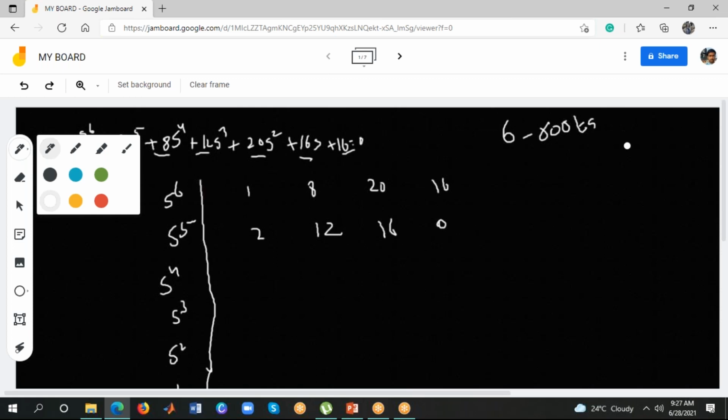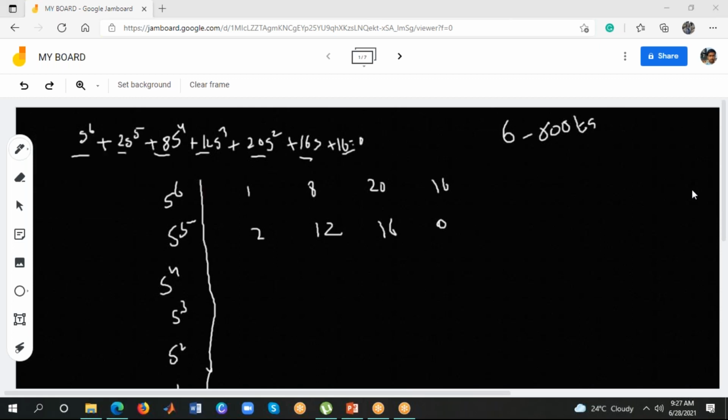What is the first term in the s power 4 row? What is the first term here? So I think this is completed, right? Just now we discussed. So let's see the second one.